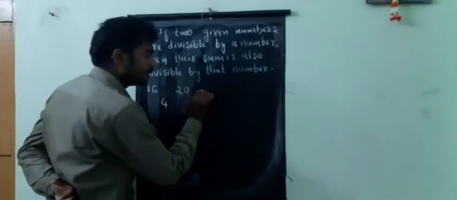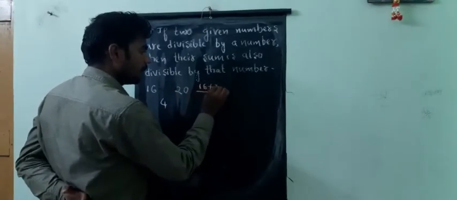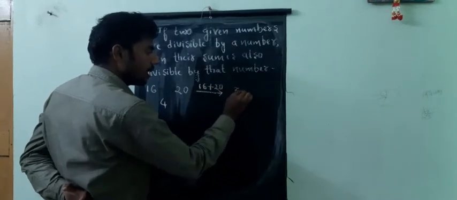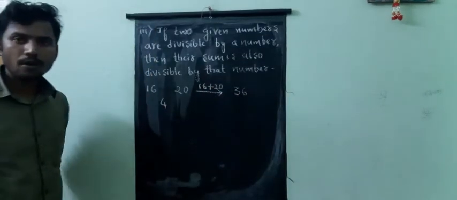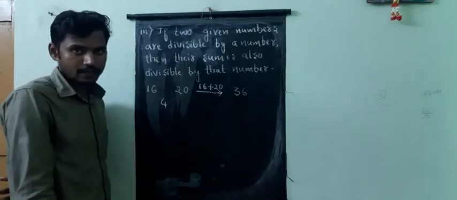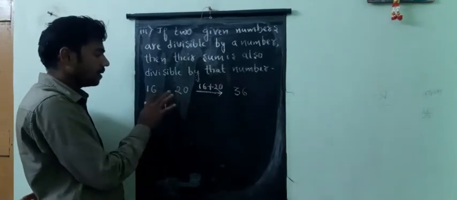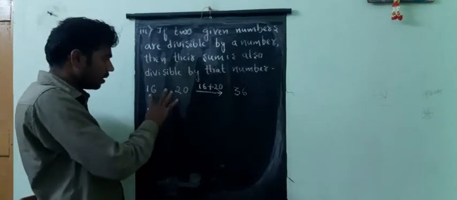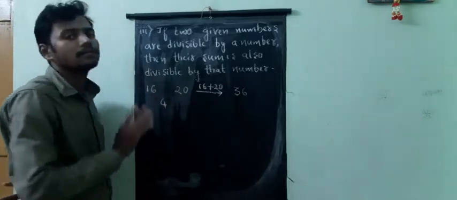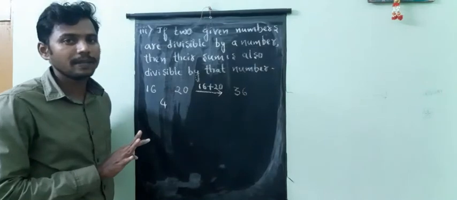If I write, what is the sum of 16 and 20? 16 plus 20 is equal to 36. Is 36 divisible by 4? Yes, 4 nines are 36. Same thing, what they are saying, if two numbers are divisible by a number, then their sum is also divisible by that number. That is the only meaning.